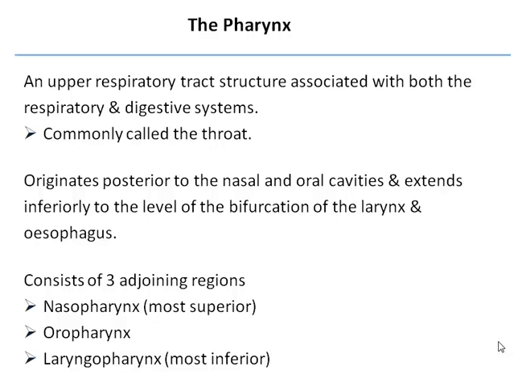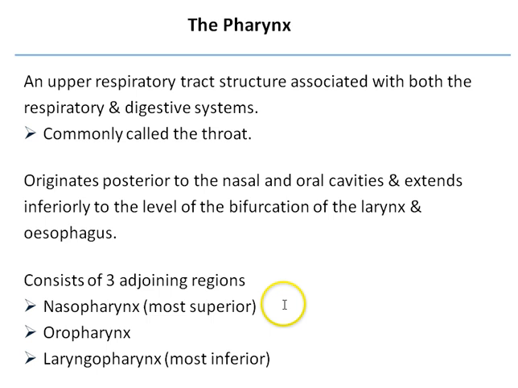That's the pharynx. Now the pharynx we've touched on before when we did the respiratory system. The pharynx is associated with both the respiratory and digestive systems, commonly referred to as the throat. Now the entire pharynx originates posterior to the nasal cavity and extends to the point where the larynx and esophagus go in their separate directions. The pharynx consists of 3 key regions which we've looked at previously, so I won't spend too long on this.